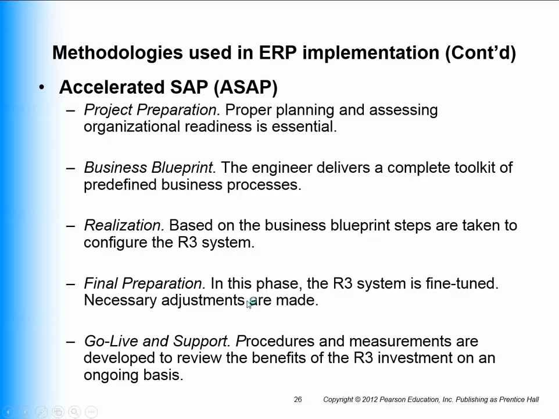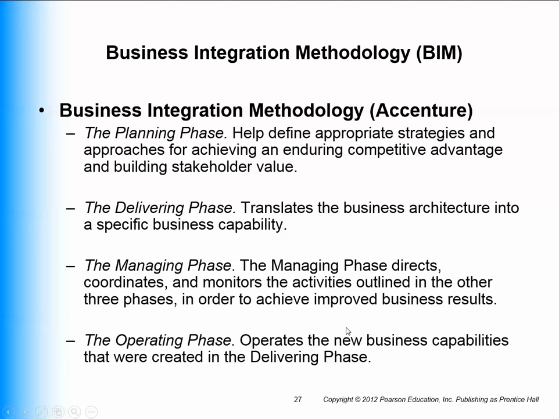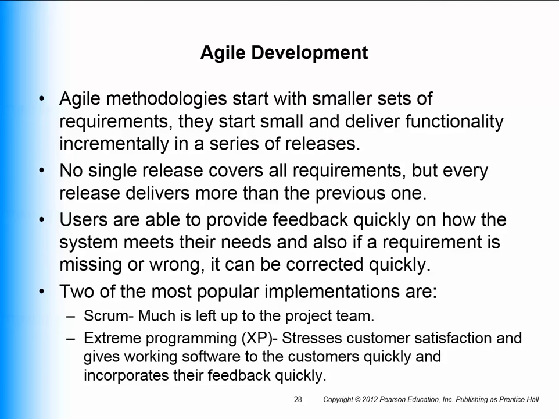accelerated SAP. SAP is another vendor where you prepare, you have your business blueprint, realization based on the business blueprint, steps are taken to configure the new system, final preparation, go live and support. Accenture, you have planning, delivering, managing, operating. So there are multiple vendors. They each have their own flavor and style of implementation, but they're very similar and very common sense in approach and tend to cover the same things.